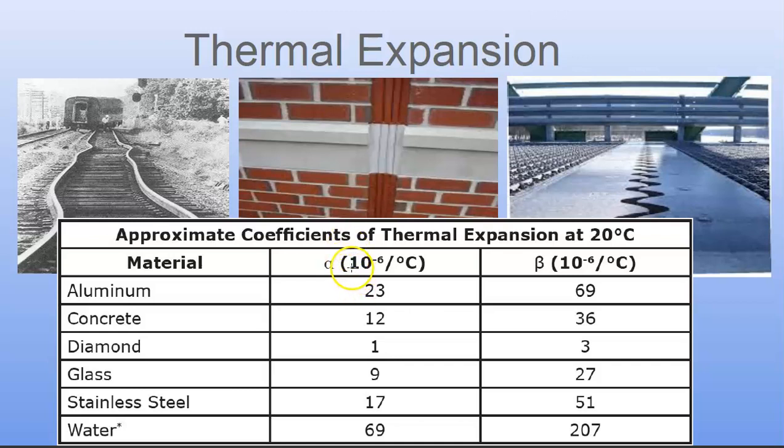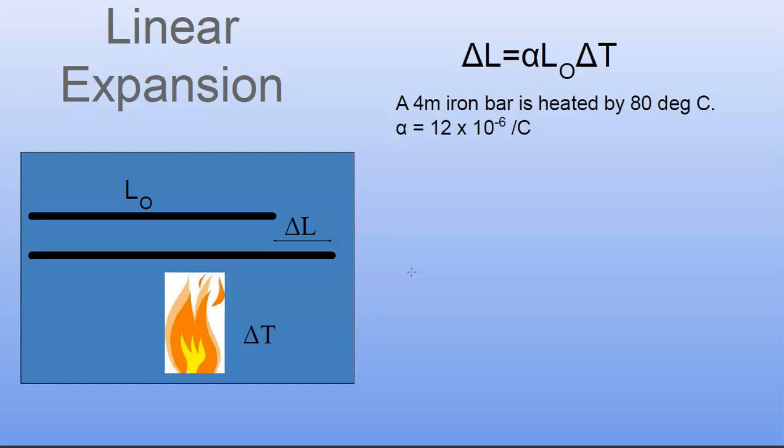The units up here are times 10 to the negative 6 per degree Celsius. So it's not a huge amount that we're talking about. That times 10 to the negative 6 is going to knock it down. But let's try a couple of these. I can't remember what's on the next. Yeah, here's an iron bar.